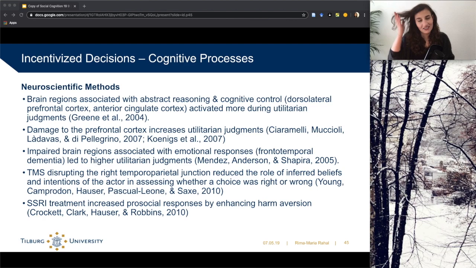So that's just some stylized evidence suggesting that we can study the brain to find something about cognitive processes, in particular whether one decision is more intuitive than the other. This can give us some indication, but again, it falls prey to the reverse inference problem, except if there is an actual manipulation going on.